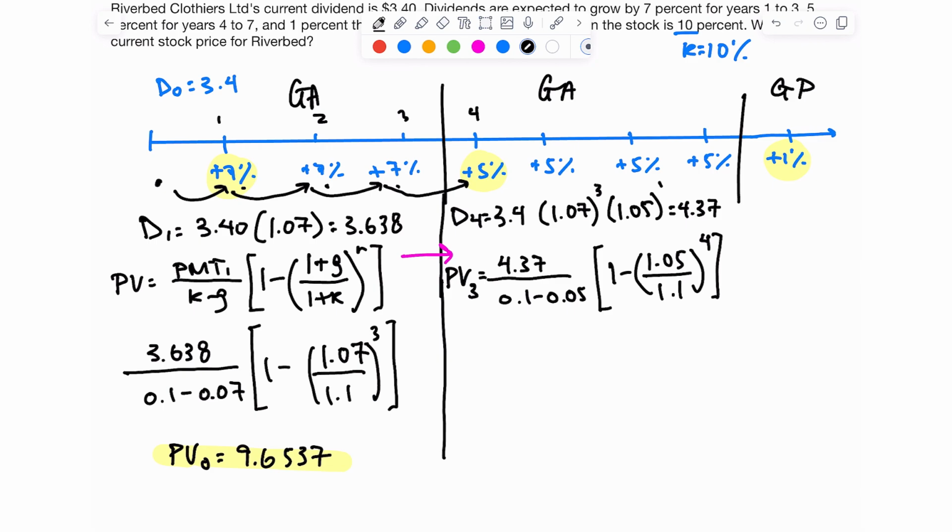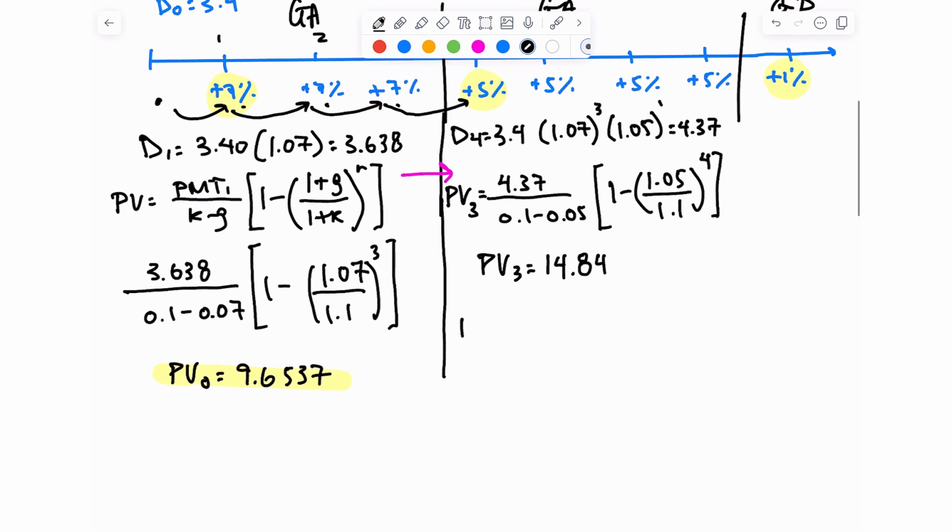Okay, so that PV3 is 14.84, which you'll then have to discount using a lump sum back to zero. So I'll do 14.84 divided by 1 plus K to the 3. That's 11.15. So now I have another part of my answer.